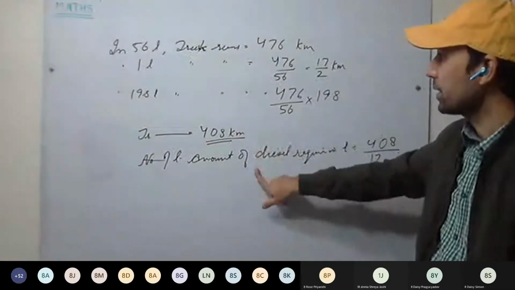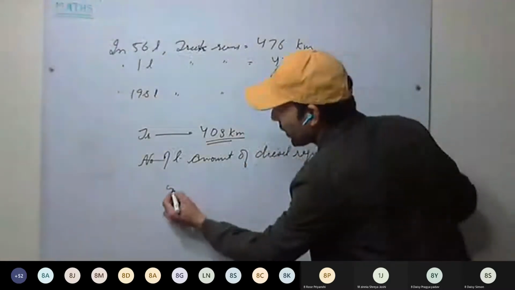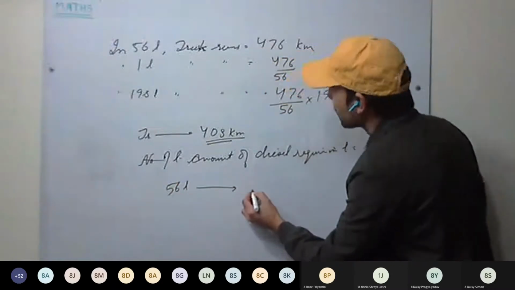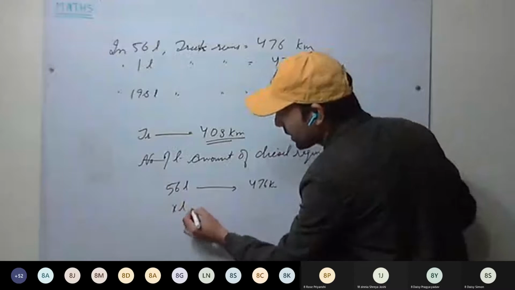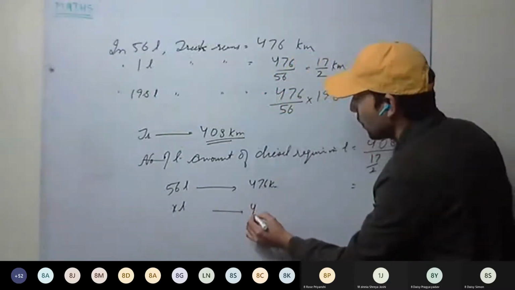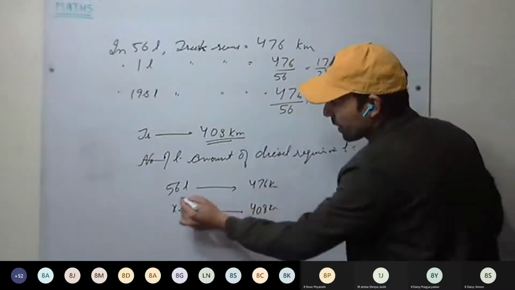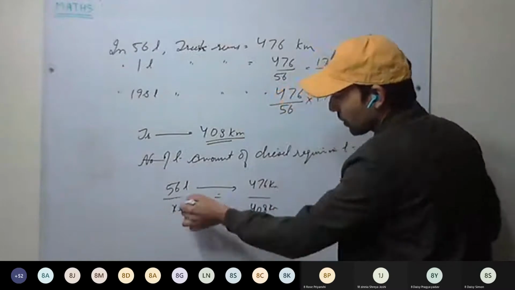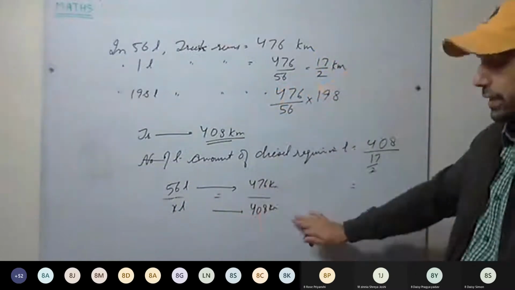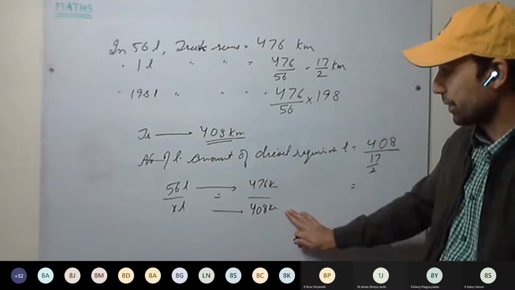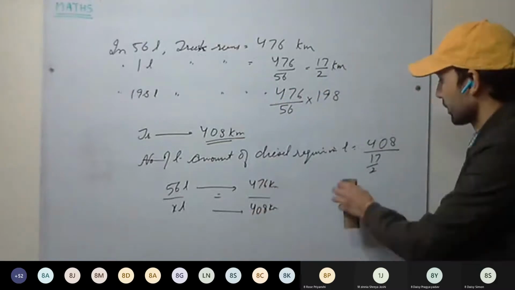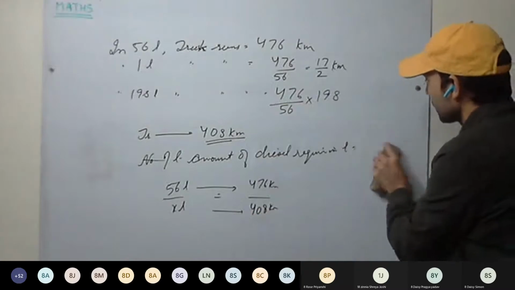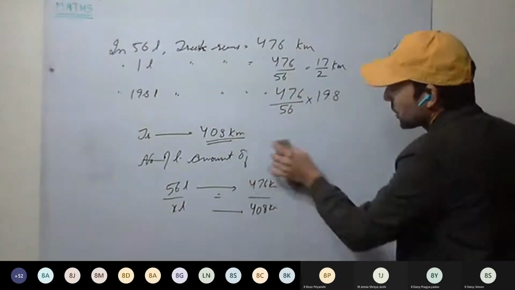Also you can do the second part as: 56 liters covers 476 kilometers. In X liters, it will cover 408 kilometers. Divide them and equate. You can calculate X afterwards. This is the other way. They are in direct proportion. Okay, do the next one.